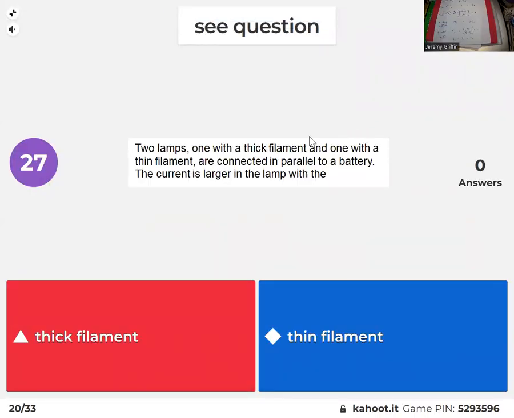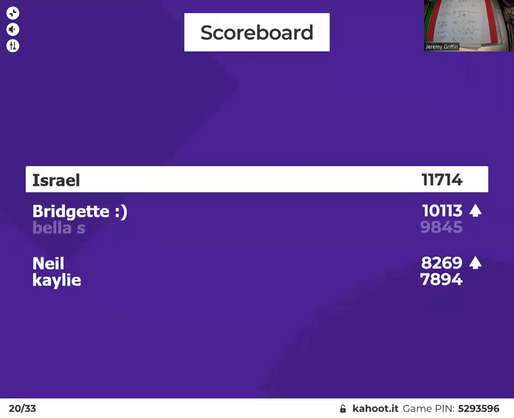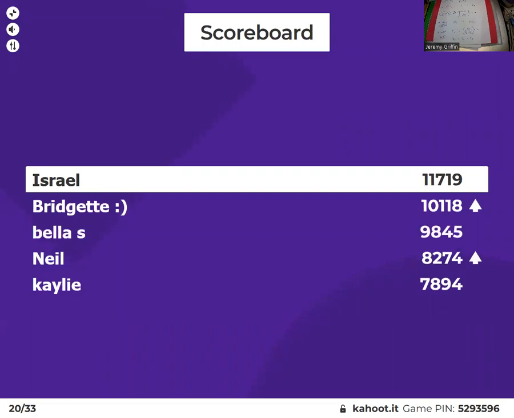Two lamps, thick filament, thin filament, connected in parallel. The current is larger in which lamp? Yeah, the one with the thick filament, because that has less resistance, right? More cross-sectional area, less resistance. Okay, guys remember that formula? Right. Do a similar lab to that tomorrow. Right? Less resistance, more current's going to go that way.